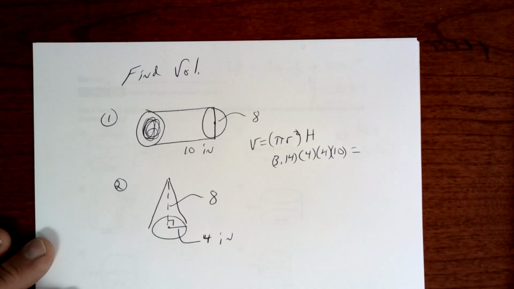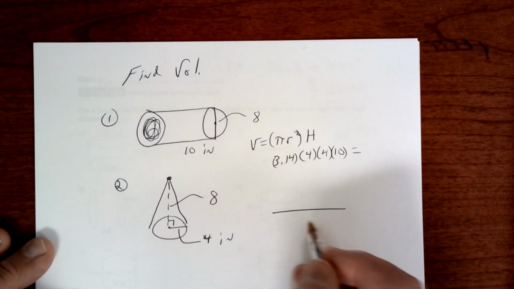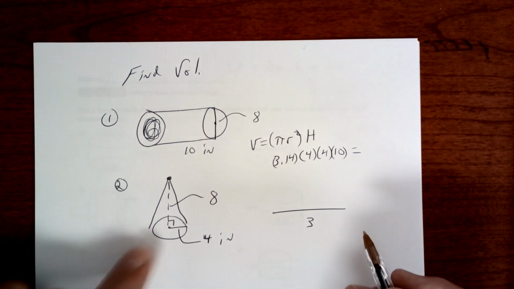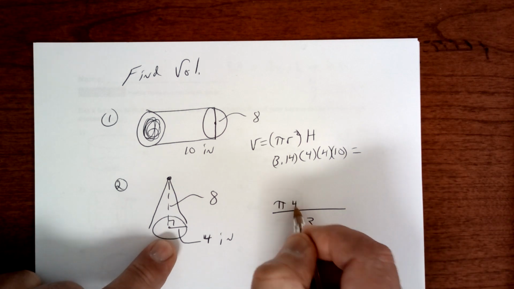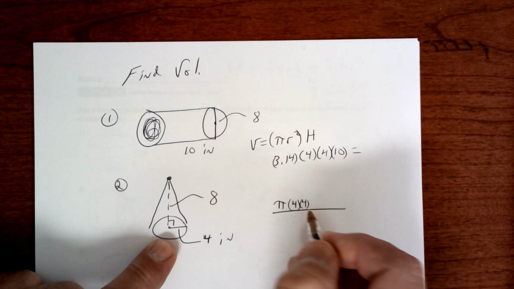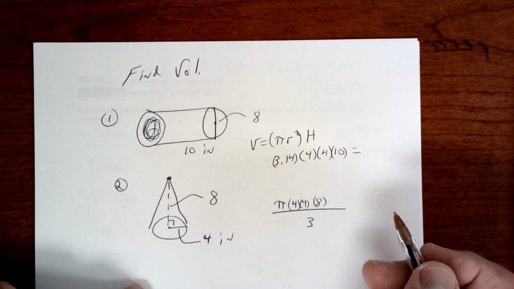On this one right here, volume, it comes to a point, so you got to divide by 3. So it's going to be a circle, pi, radius squared, times the height, divided by 3.